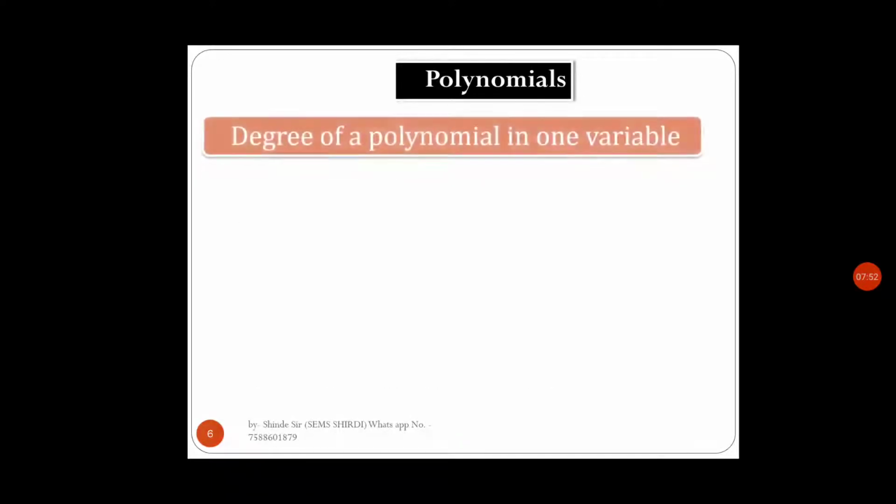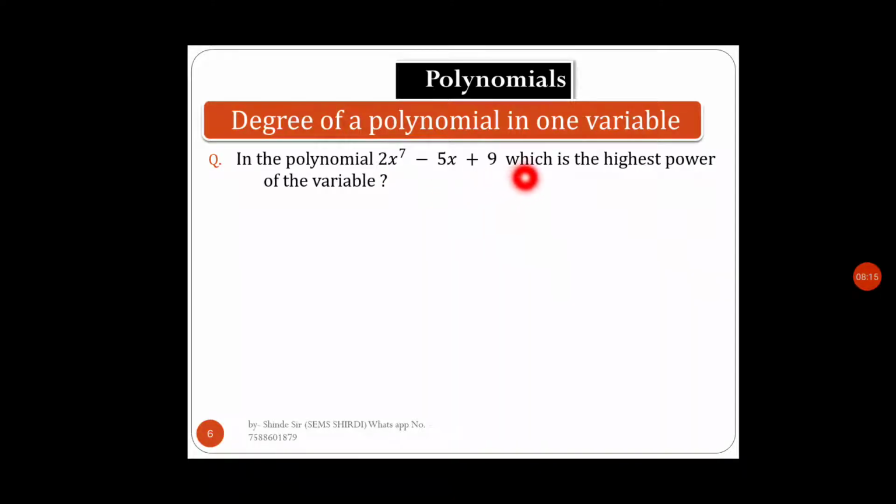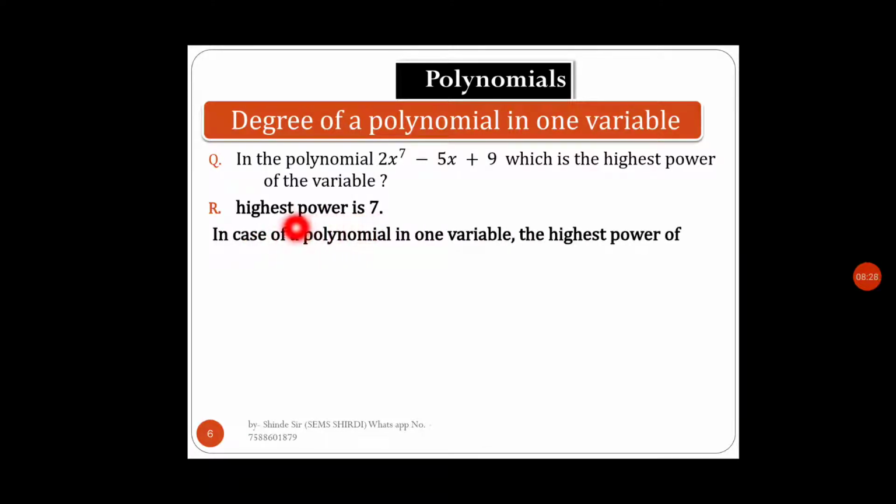Now we see the degree of a polynomial in one variable. What is meant by the degree of a polynomial? In the polynomial 2x^7 - 5x + 9, which is the highest power of the variable here? The answer is the highest power of the variable, and the highest power is 7.